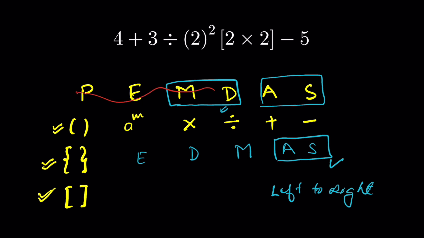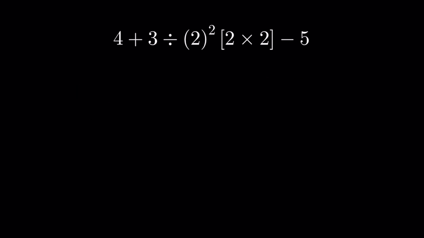Now let's solve this question based on PEMDAS. So this addition we will not touch because we have division and brackets also. So 4 plus 3 divided by 2 square. Now this is not a parenthesis. This is just a way to write the exponent. This is not a parenthesis, because for it to be a parenthesis, a smaller bracket, there should be another number and symbol inside it. So this is an exponent, and then we have the box bracket.